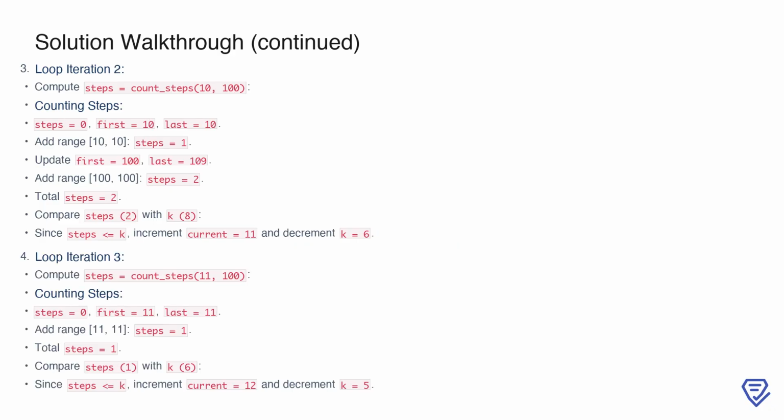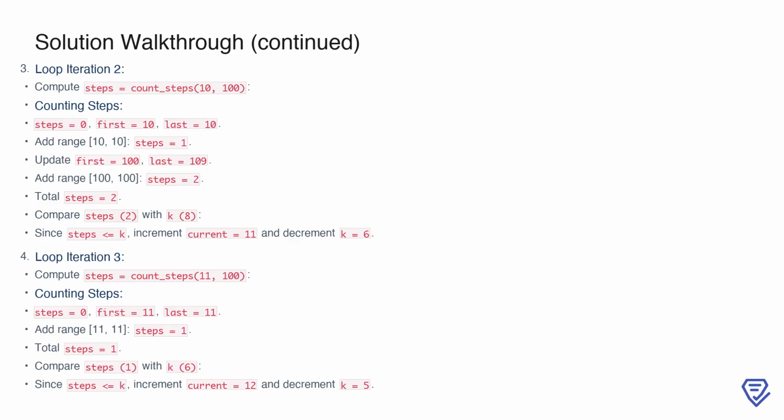In the second loop iteration, we now calculate the steps from the prefix 10. Using count_steps, we start with the range 10, 10, adding 1 step. Extending the range to 100, 109, we add 1 more step for the range 100, 100, giving us a total of 2 steps. Since the total steps do not exceed k, we move to the next prefix by incrementing current to 11 and reducing k to 6.